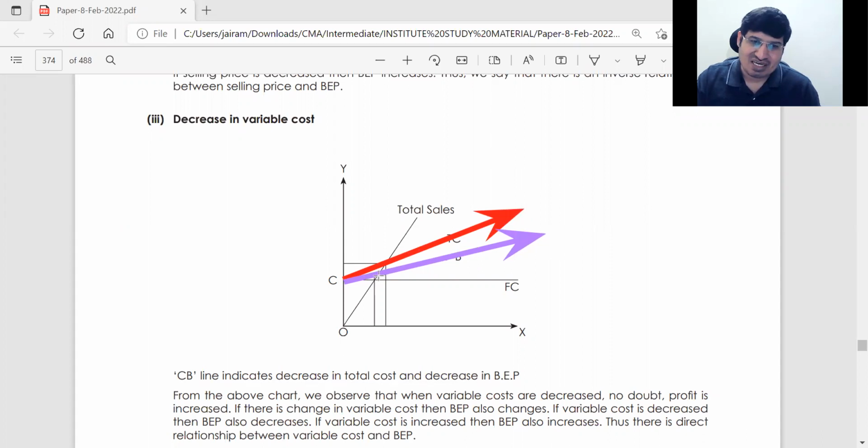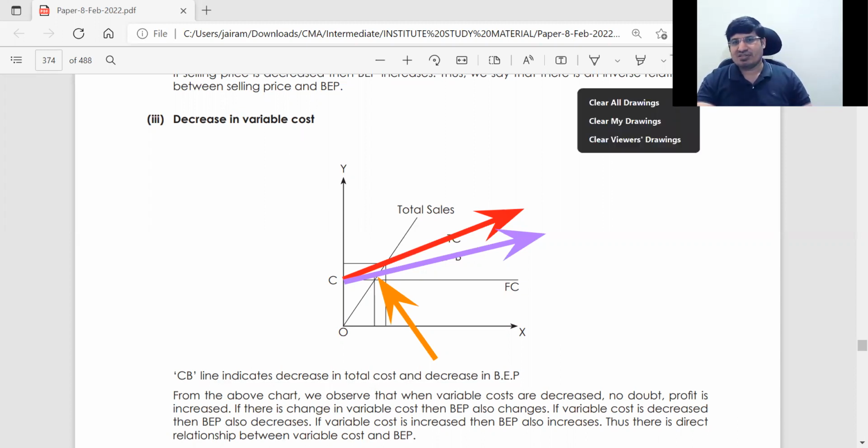If this comes down, then it will intersect the total sales line at a lower point. From this you can work it out yourself, if someone asks and you don't readily remember what will happen. Make a rough chart like this and you will get an idea of what is happening. They will ask only questions like this: if there is a decrease in variable cost, what will happen to the angle of incidence? Will it increase or decrease? What will happen to the break-even point? They will ask all this. If you are not able to remember readily, the easiest suggestion I can give you is just draw it roughly. If you draw it, you will easily be able to make out what is happening.